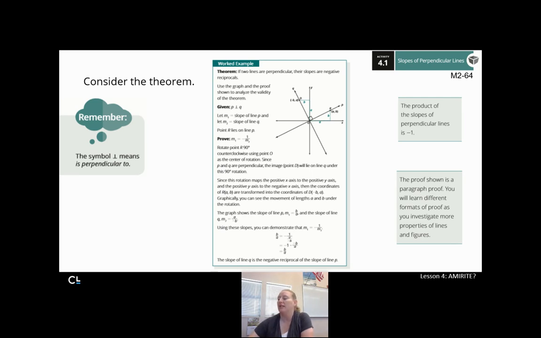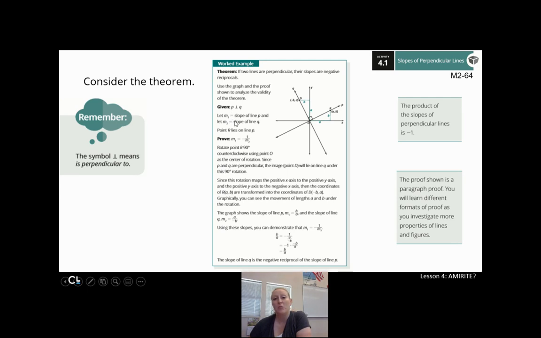And we can prove this. There's a lovely little theorem that we have here that proves it, that we can use this graph and proof to analyze the validity of the theorem, to show that for perpendicular lines, our slopes are negative reciprocals. So I'm given two lines, line P and line Q. These are perpendicular. Yay, they make a right angle. And I don't know what this point is, but I'm just going to call it point R, and we'll say it went over A and up B in order to get there.